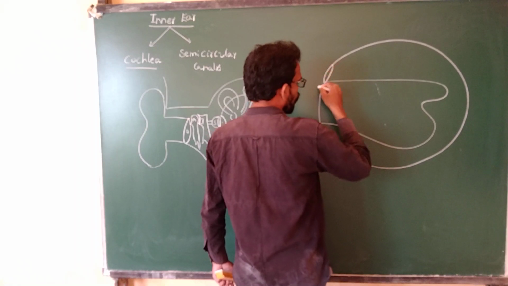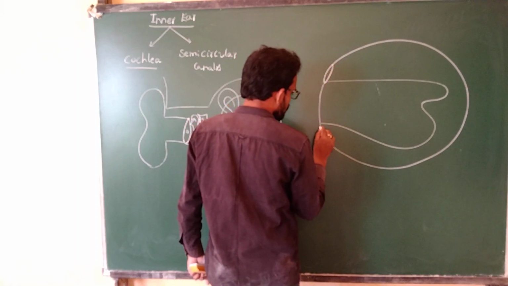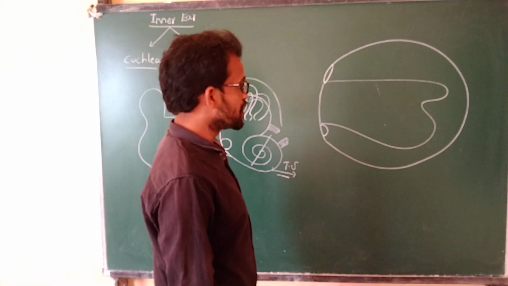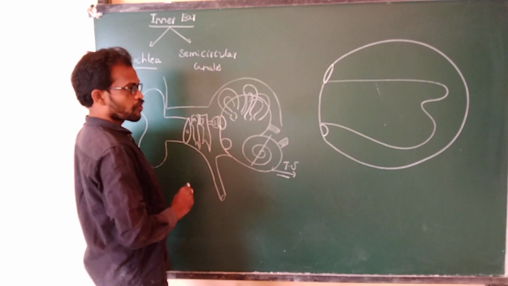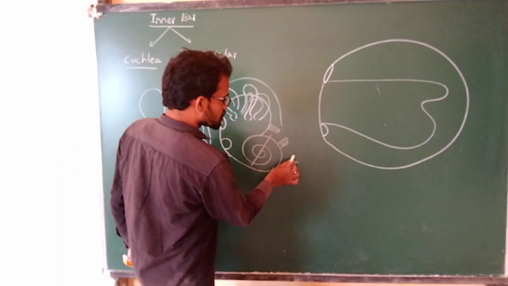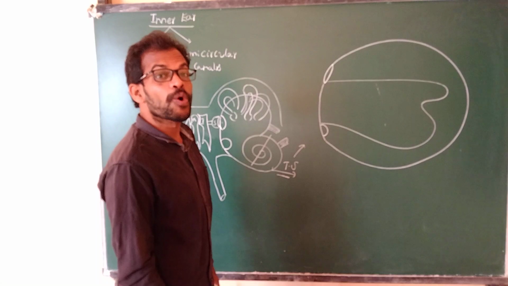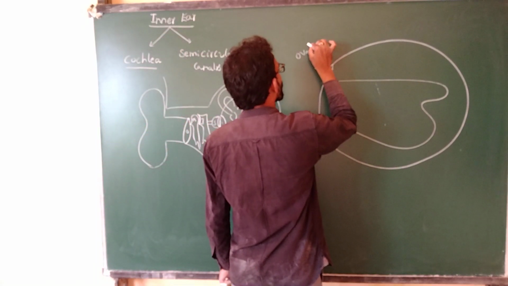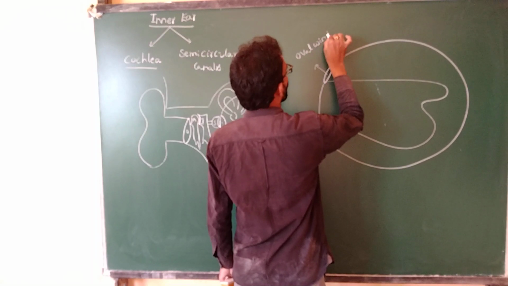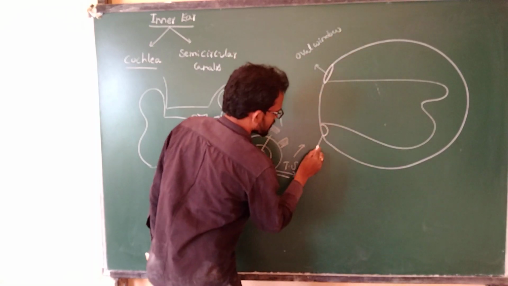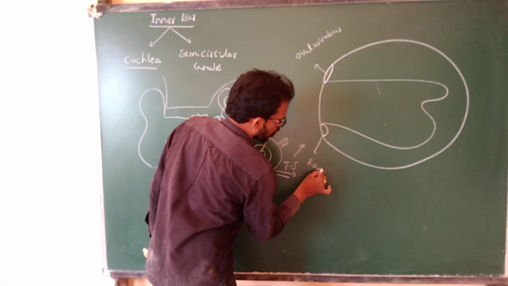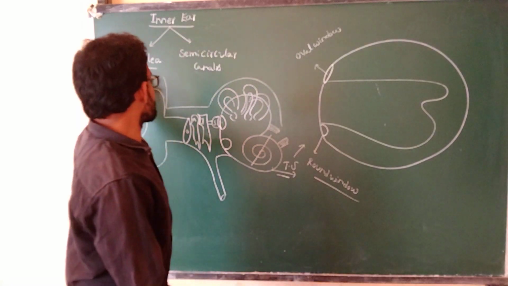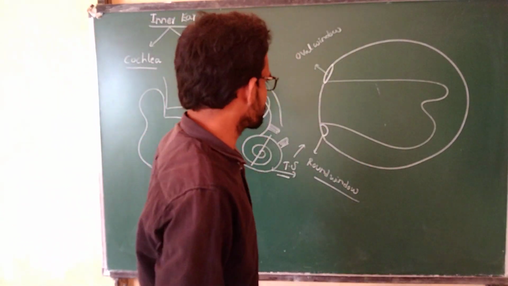Here is the oval window and the round window. These are openings. See here, the oval window and the round window. This one indicates the oval window, and this one indicates the round window. They participate in the hearing process.